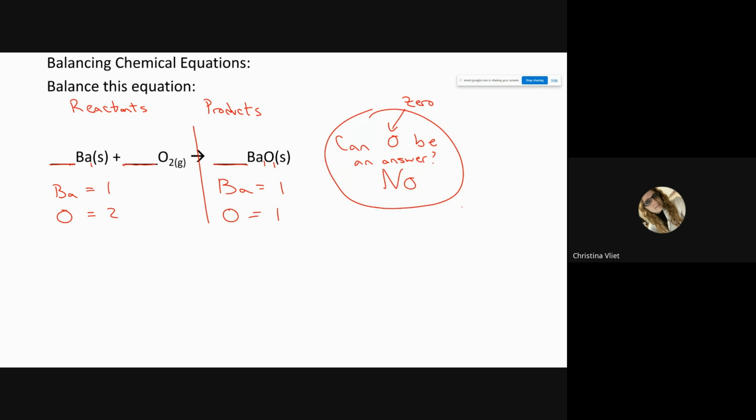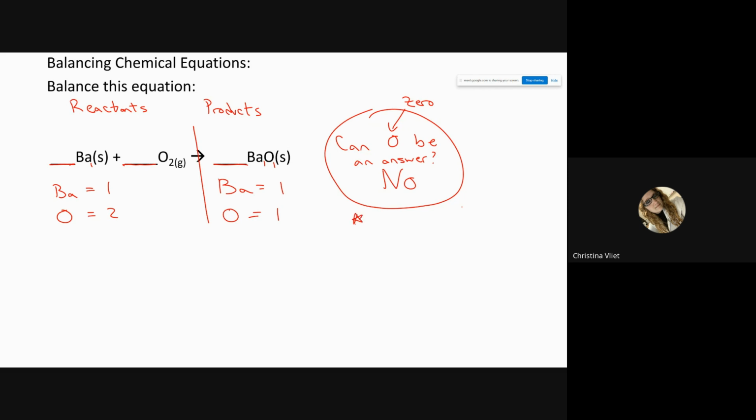I've got 2 oxygens on the reactant side. I've got 1 oxygen on the product side. It makes the most sense to make smaller numbers into bigger numbers when possible. You don't really want to have to work with fractions. There are times where you can, but you don't want to have to. You want to work with whole numbers when possible. So how would I change 1 oxygen to be the same as 2?